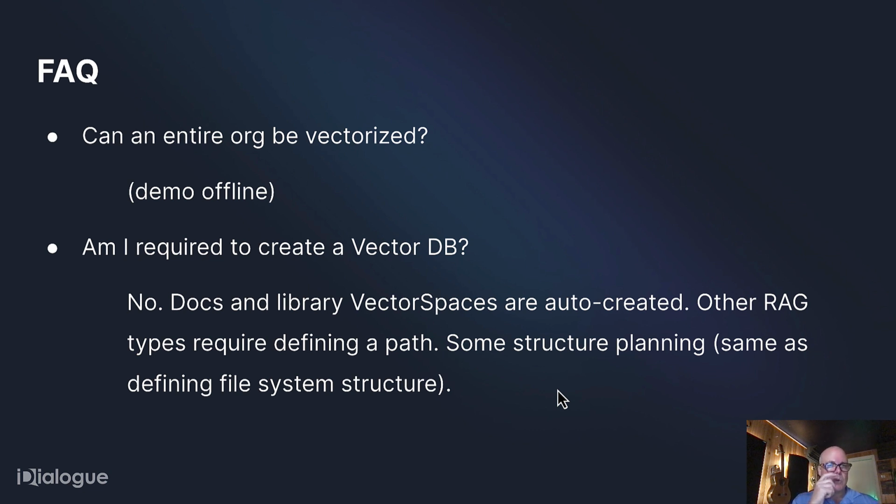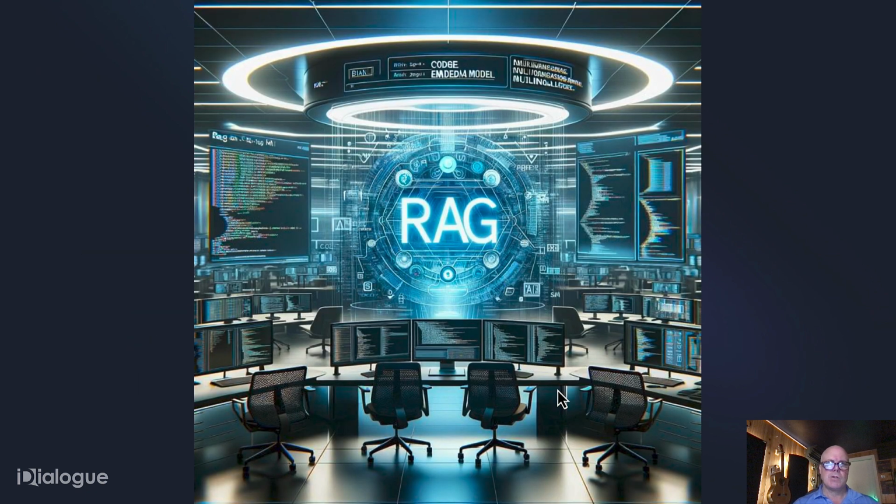So some frequently asked questions. Can an entire org be vectorized? Yeah, I can show you this offline. Am I required to create a vector DB? No, there's no creation of a vector database. There's more of an abstraction of a vector space, which you just define kind of like a file system structure.